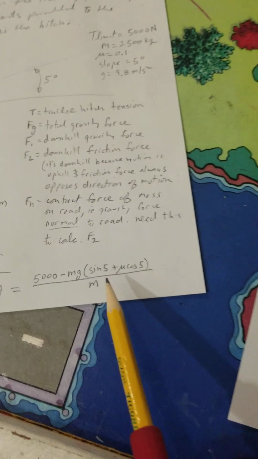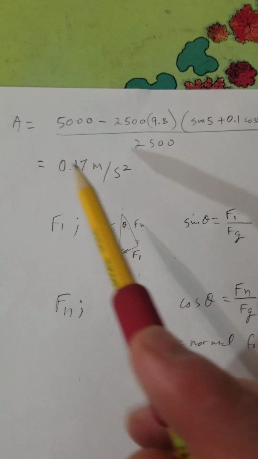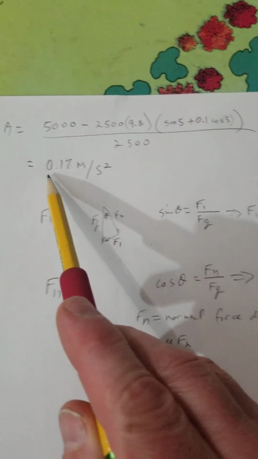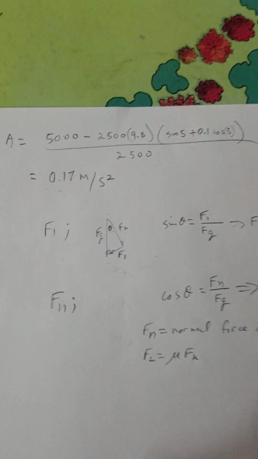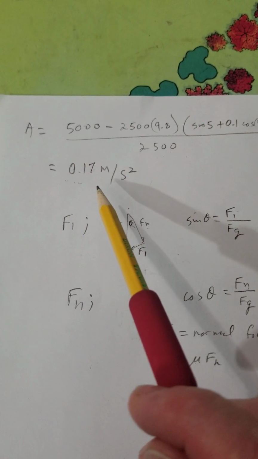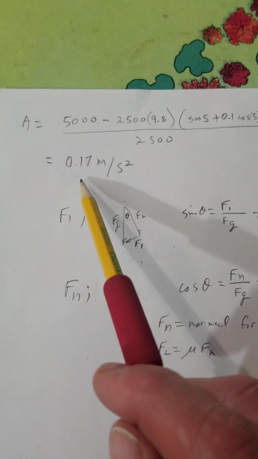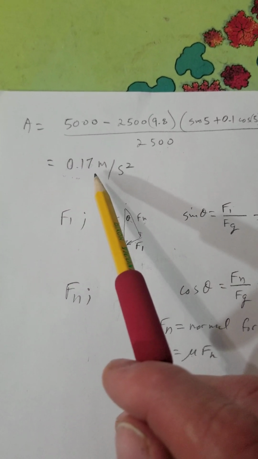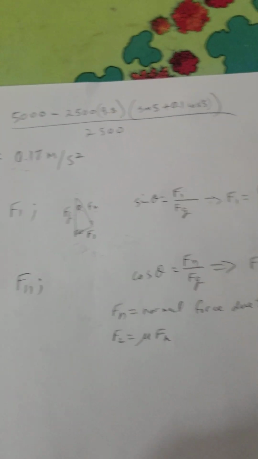Do the calculation, and this is what I got right here. So 0.17 meters per second squared is the maximum allowable acceleration before that hitch will break. That's what I got anyway.